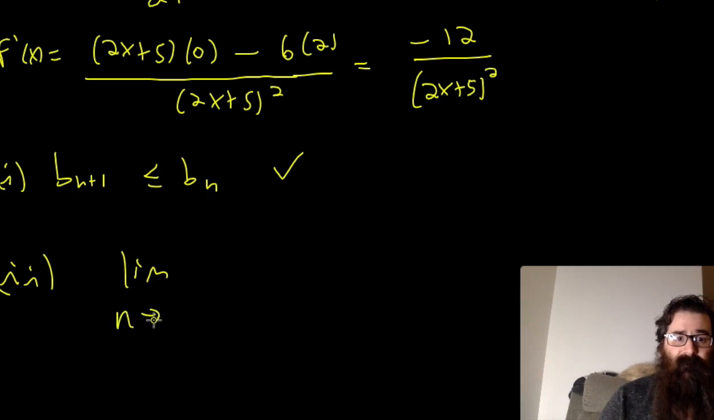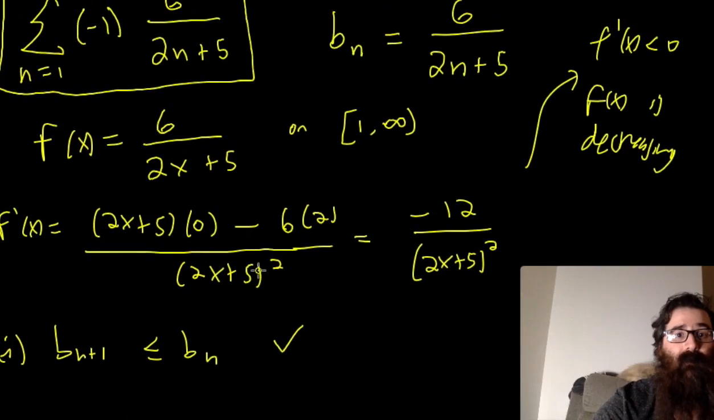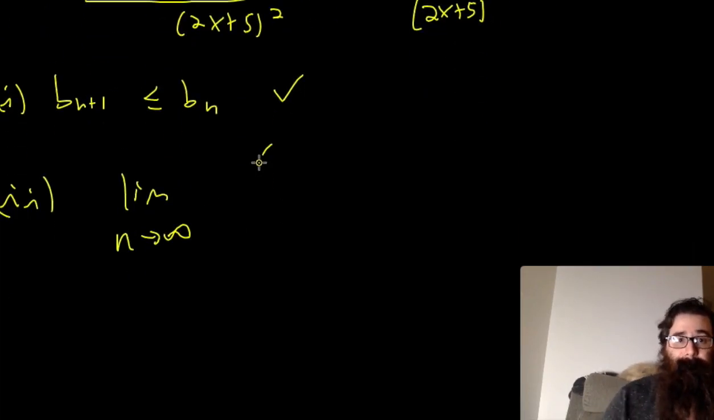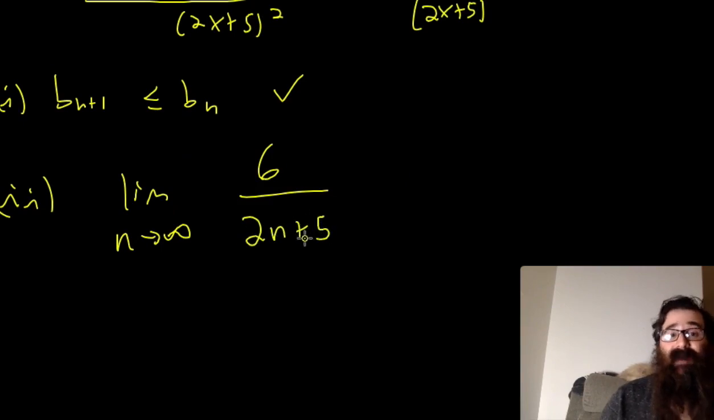I want to take a look at the limit as n goes to infinity of b sub n. And we built b sub n ourselves. That was the 6 over 2n plus 5. And as n goes to infinity, well, here we can talk about it. The denominator is going to go to infinity, and a constant on top divided by something going to infinity is going to give me 0, which is what I wanted to show.